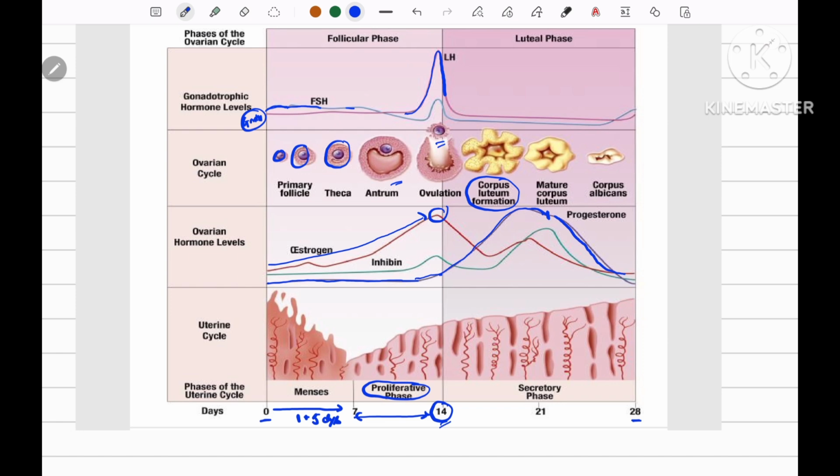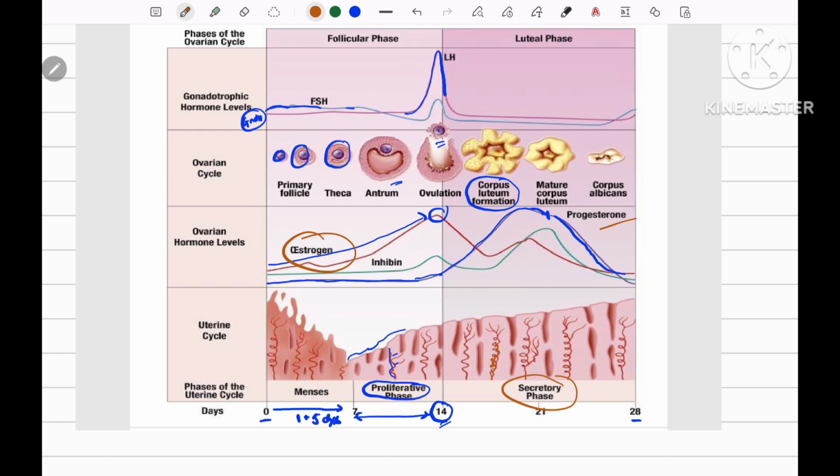These are the proliferative changes. We can see that the number of blood vessels is increasing, and it is caused by estrogen. In the secretory phase, there is more coiling. Here you can see the coiling of the blood vessels, and it is caused by progesterone.